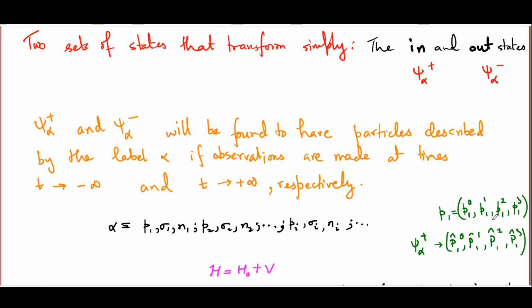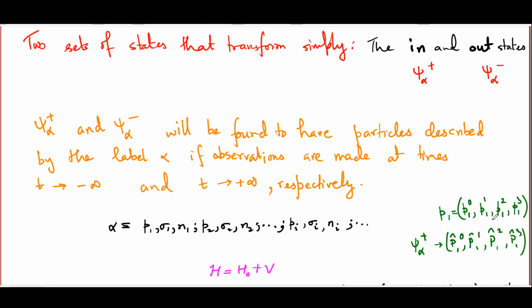Now, what this designation chi alpha plus, this in-state designation really means is that if you were to check whether chi alpha plus is an eigenstate of P1-1, just as an example, at any arbitrary time, you will find that the answer is no. But in the limit t goes to minus infinity, the operator P1-1 will take a form such that chi alpha plus is an eigenstate belonging to the eigenvalue small p1-1. And this goes for all the labels that we are talking about.